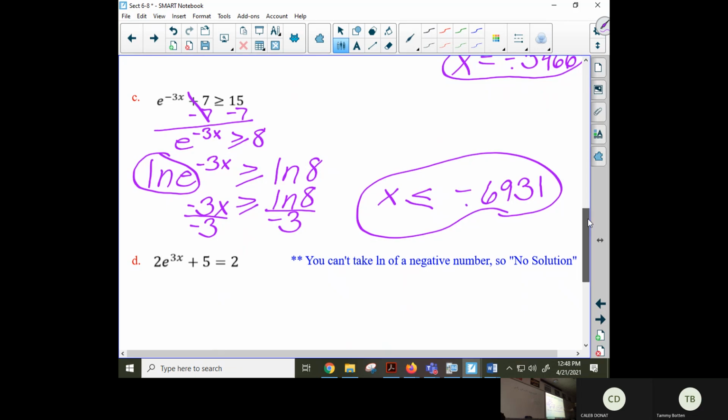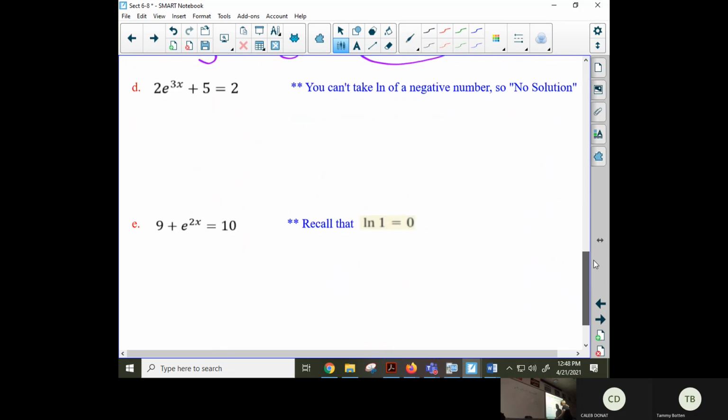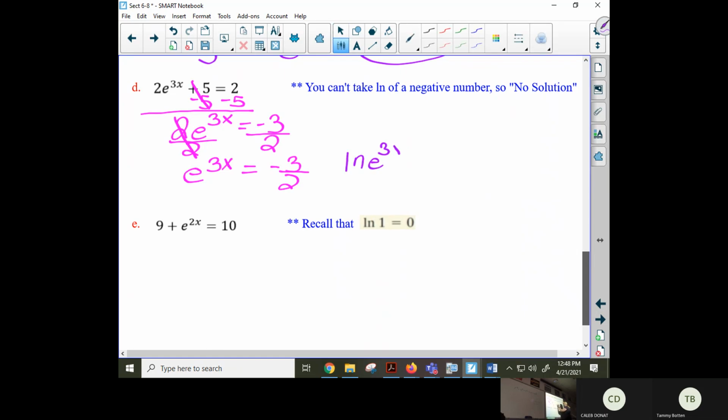Okay. Now, this one here, again, I'm going to isolate that e, and I get 2e to the 3x is equal to -3. Then I'm still solving for e, so I'm going to divide by 2, and I get e to the 3x equals -3/2. These are gone, okay? Now what I'm going to do is that natural log on both sides. So I'm going to go natural log e to the 3x equals natural log of -3/2.